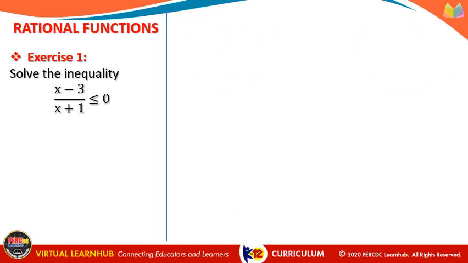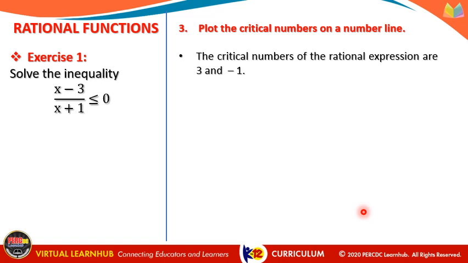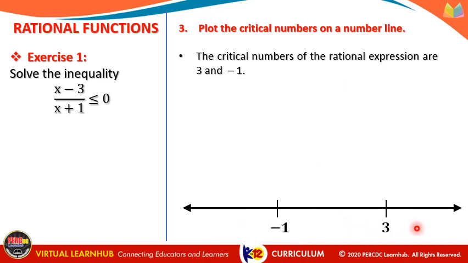Next step, let us plot the critical numbers on a number line. From our previous step, we found out that the critical numbers of this rational expression, yung nasa left side, ay positive 3 at negative 1. Kaya, ang gawin natin, i-plot natin sa number line yung negative 1 at positive 3. Okay? So, ito yung critical numbers na na-solve natin sa step 2. Sige. Balik tayo saglit doon sa inequality natin. Balik tayo saglit dito.